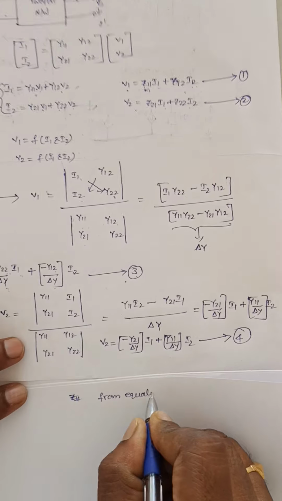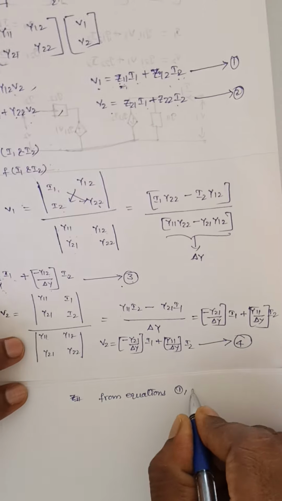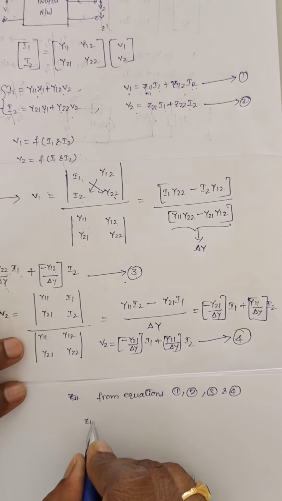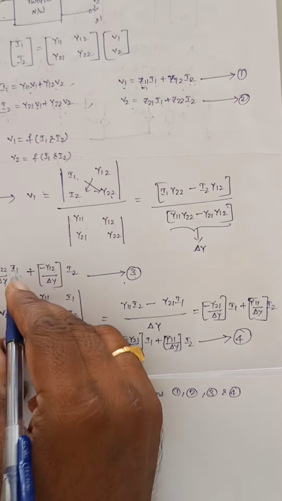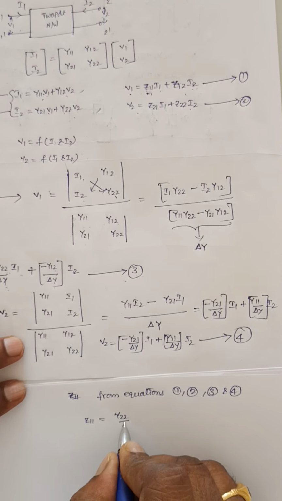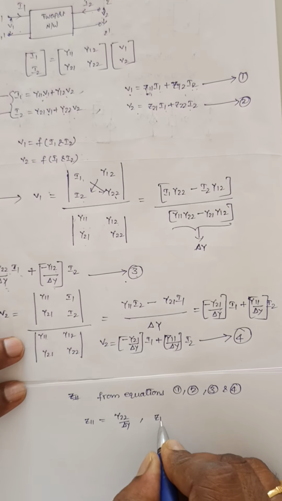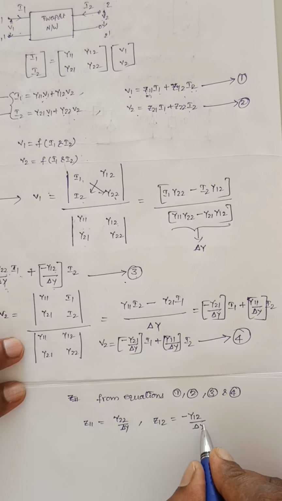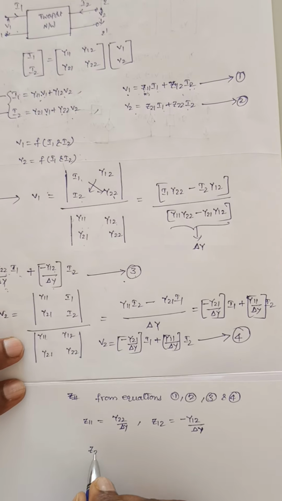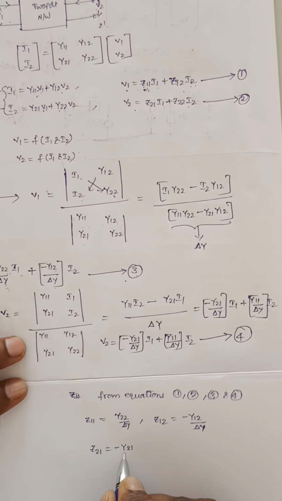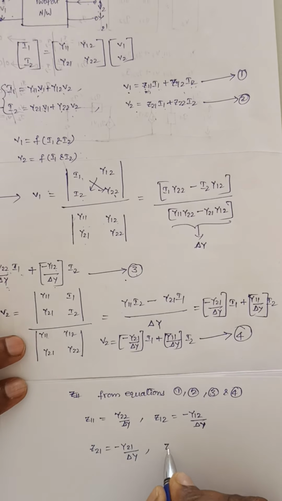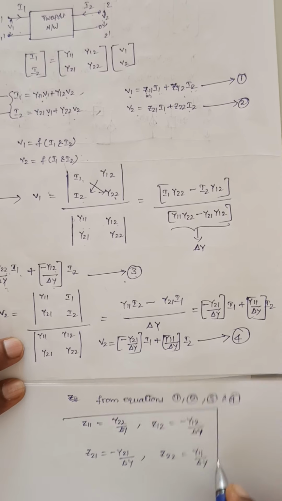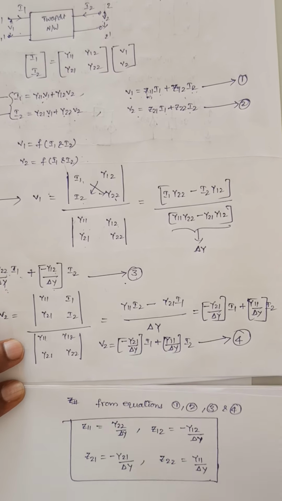So now let us write the relation between the z parameters and y parameters from equations 1, 2, 3 and 4. z11 is equal to y22 divided by delta y. Next, z12 is equal to minus y12 divided by delta y. Okay. Next, z21 is equal to minus y21 divided by delta y. Next, z22 is equal to y11 divided by delta y. So this is the relation between the z parameters and y parameters.